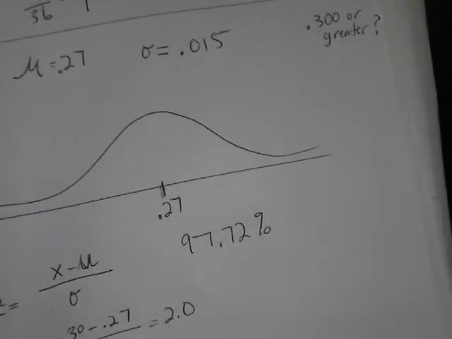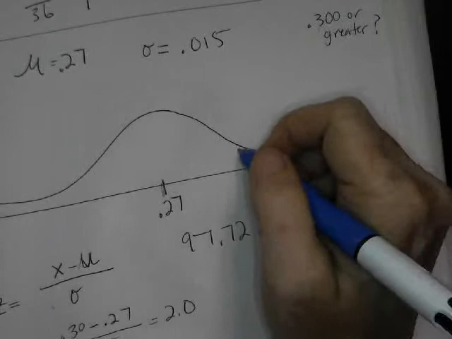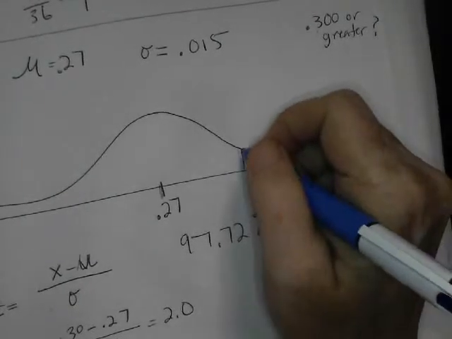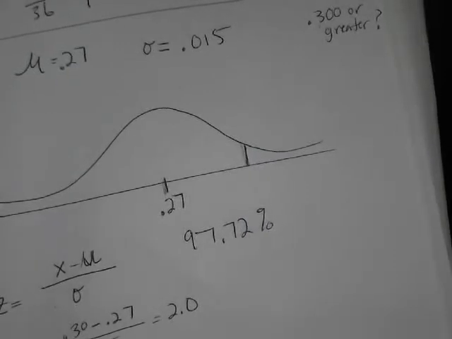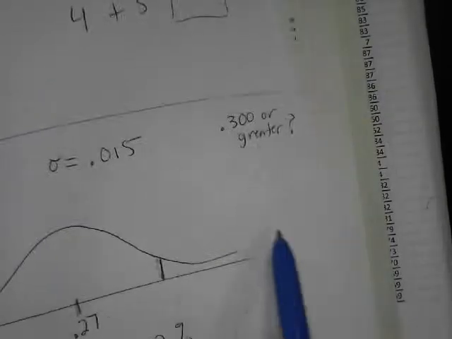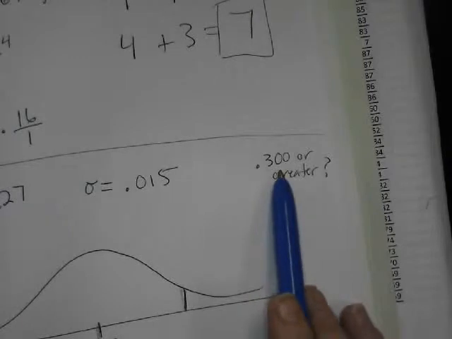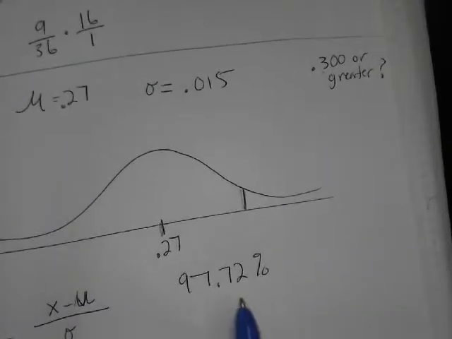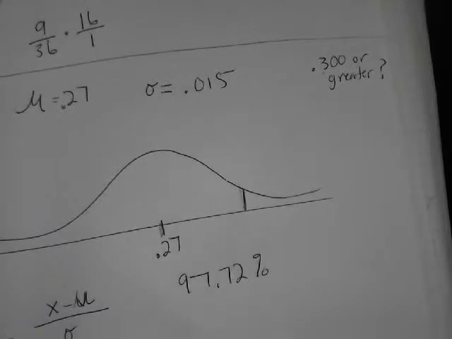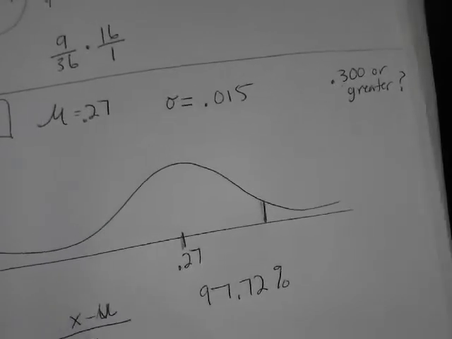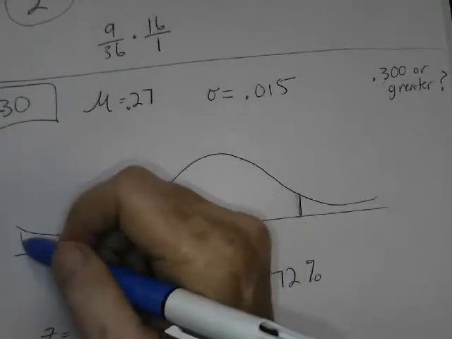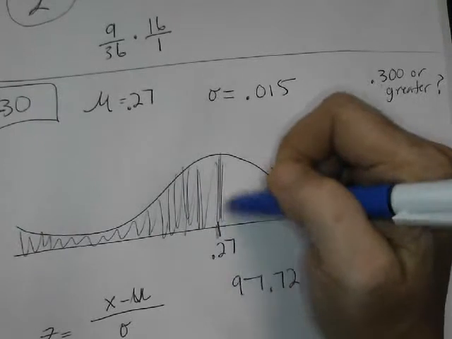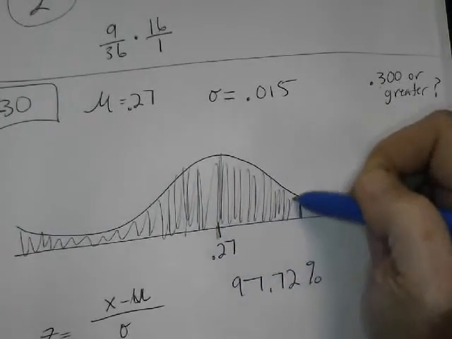So what that means is that, I don't have blue anymore, I keep forgetting. What that means is that the person whose batting average is 0.3, they're basically in the 97th percentile. That means they did better than 97.72% of the folks. So there we go, like that.